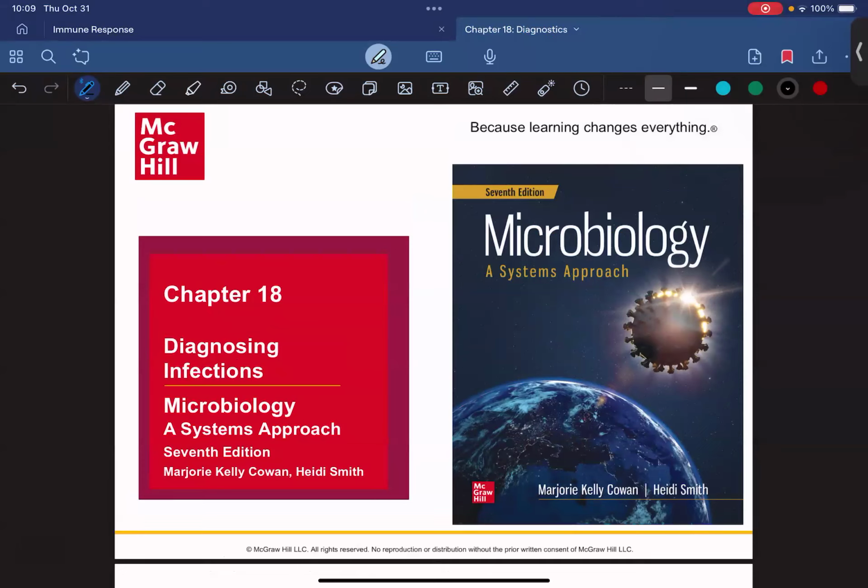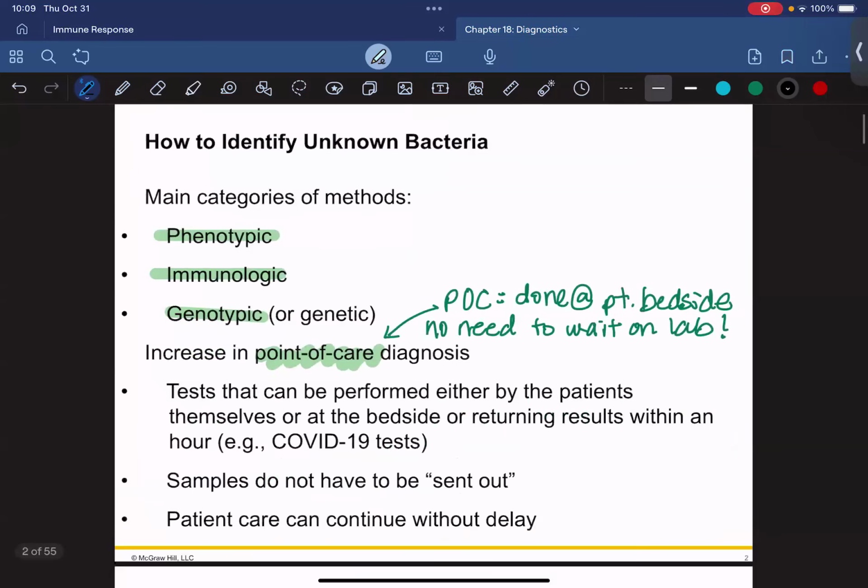Okay, so we will be going over chapter 18 today. This is talking about the different diagnostic methods. And again, I want to say a decent portion of this is going to be stuff that we've already learned about, and we're just applying it to the diagnostic setting. So it shouldn't be a whole ton of new information.